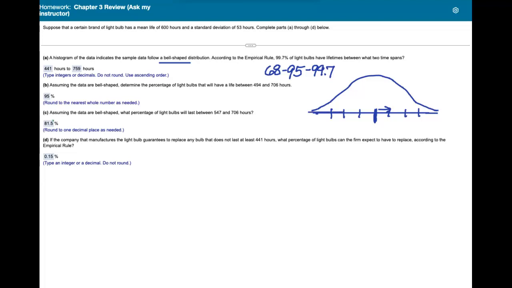So that means, let me see if I can make a little sketch here. It looks a little something like this. And with this distribution, it's going to follow the empirical rule. Now, the empirical rule is given as 68, 95, 99.7.